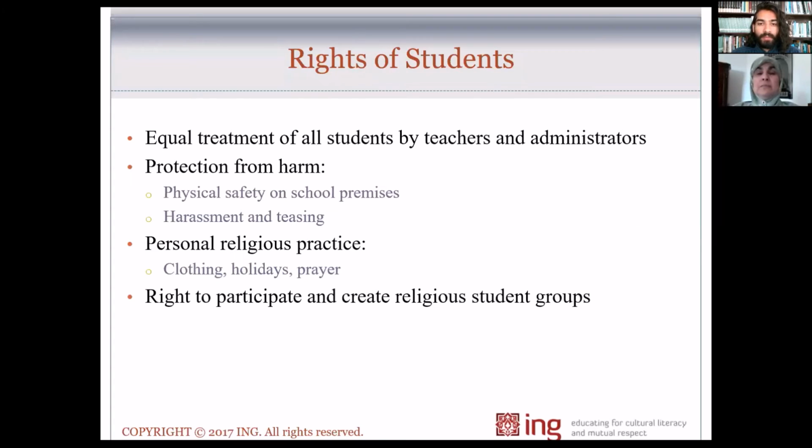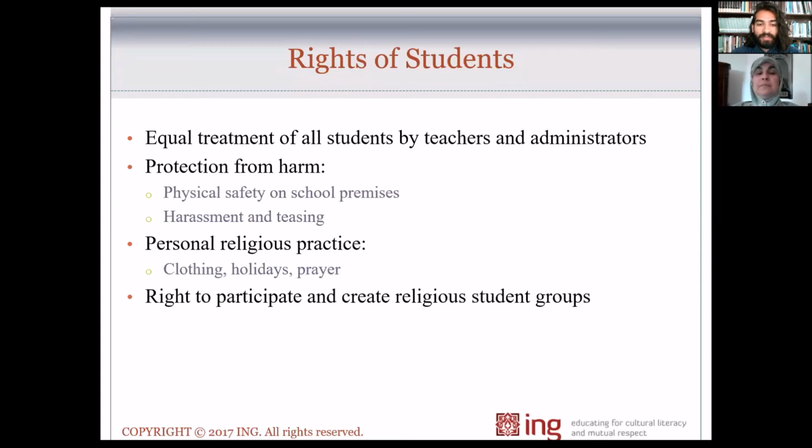Students are also protected by the First Amendment and are guaranteed personal religious practice as long as it's completely voluntary. So this includes clothing. Students can come to school wearing a hijab or a kufi and not have an issue with that. They can also take off school for holidays, such as the 2 Eids, and they're also allowed reasonable accommodation for prayer. So should the time for Zohar come along in school, they are allowed to step into an empty classroom or some space and perform that prayer peacefully.